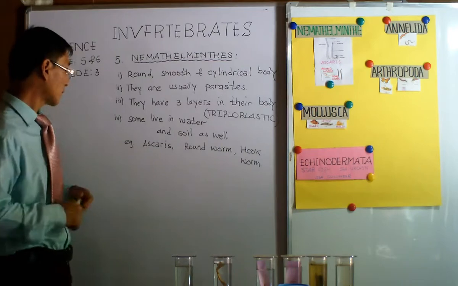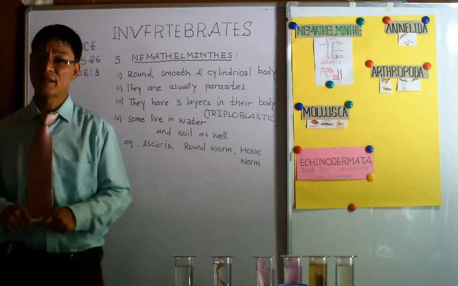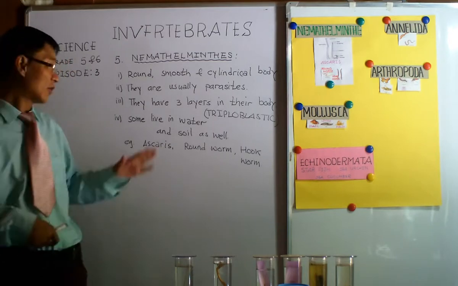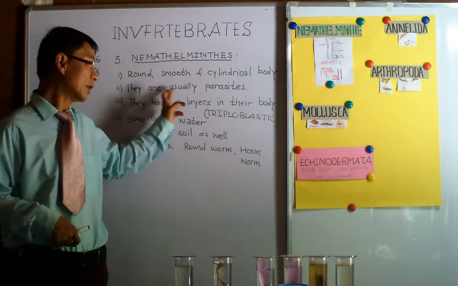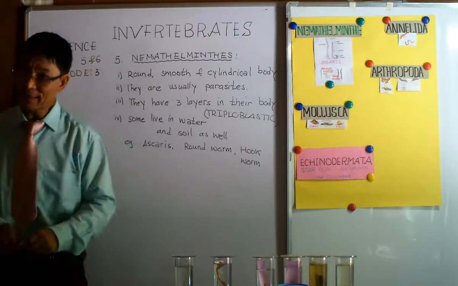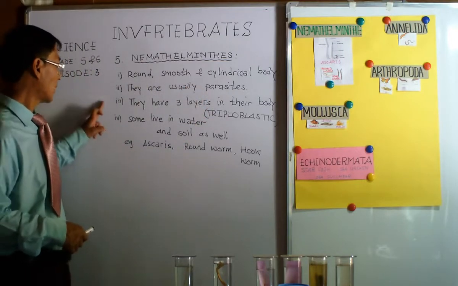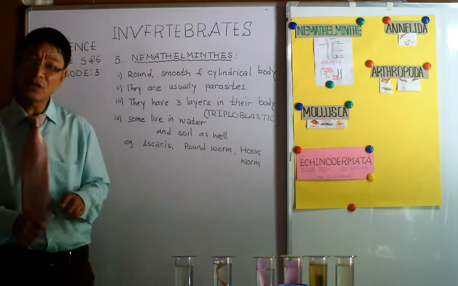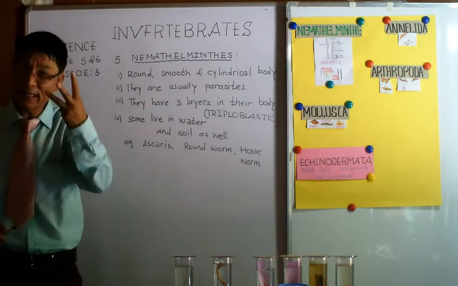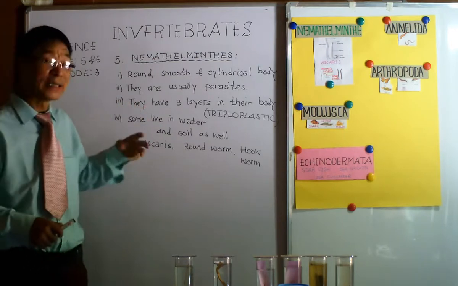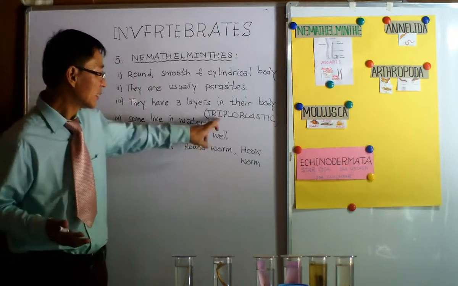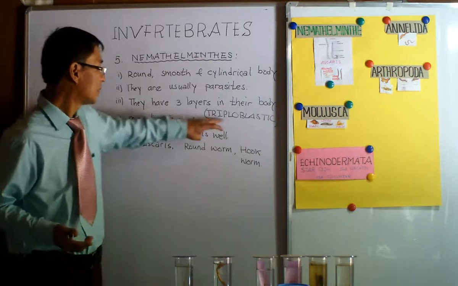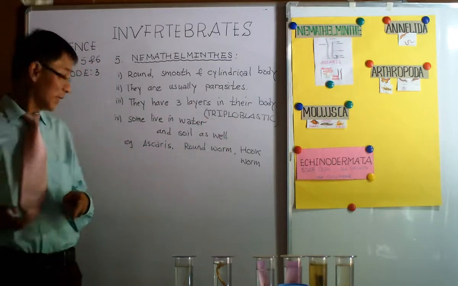Very good. The next one is, they are usually parasites. I've told so many times about the parasites. I don't think that I need to explain about the parasites or parasitic animals. The third one is, they have 3 layers in their body. How many layers, children? They have 3 layers in their body, and in a single word, that is known as triploblastic. 3 means 3, so triploblastic in their body.